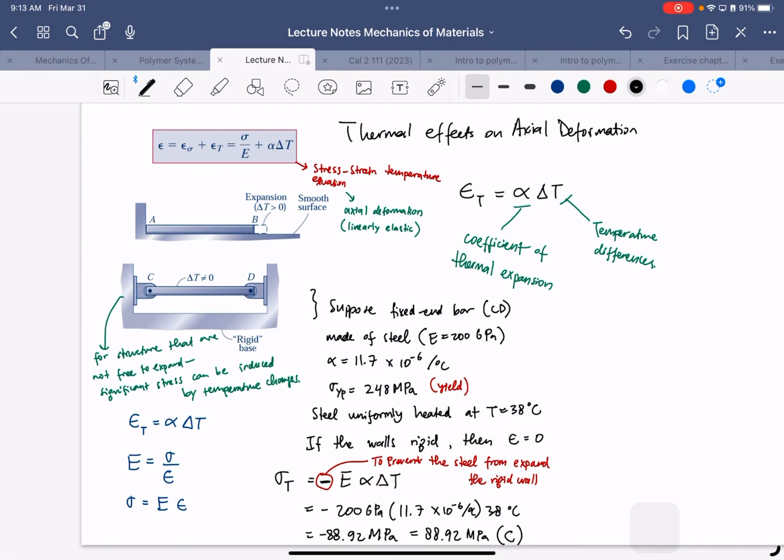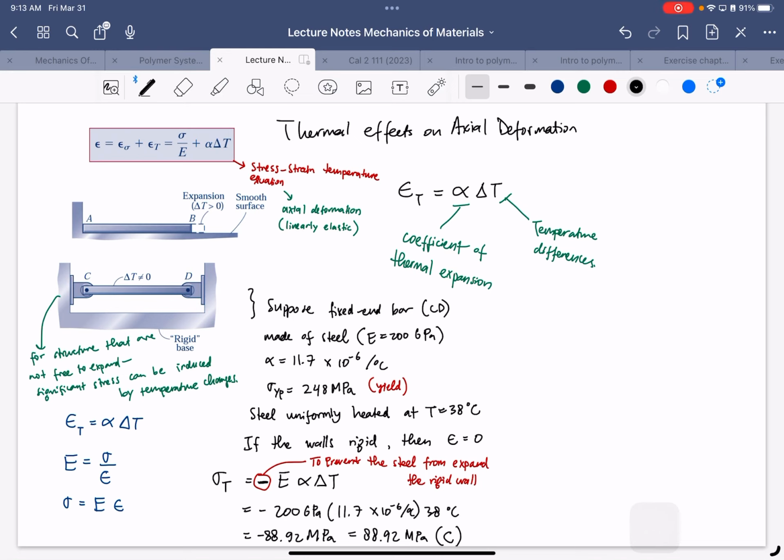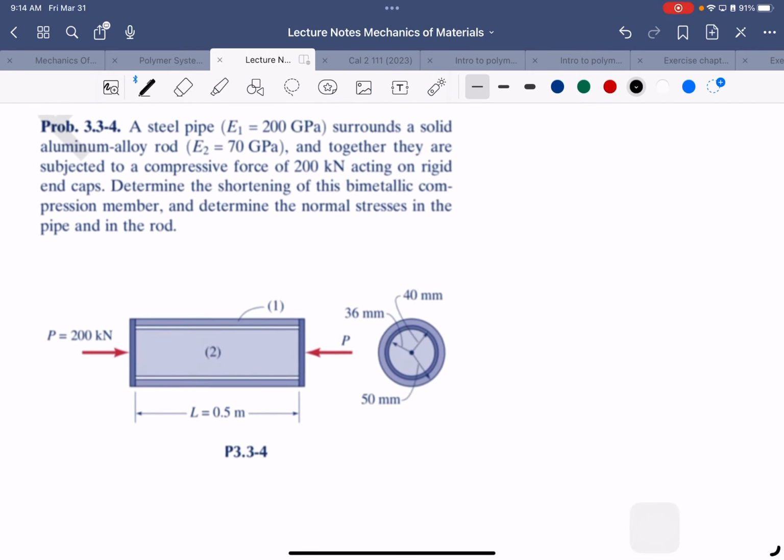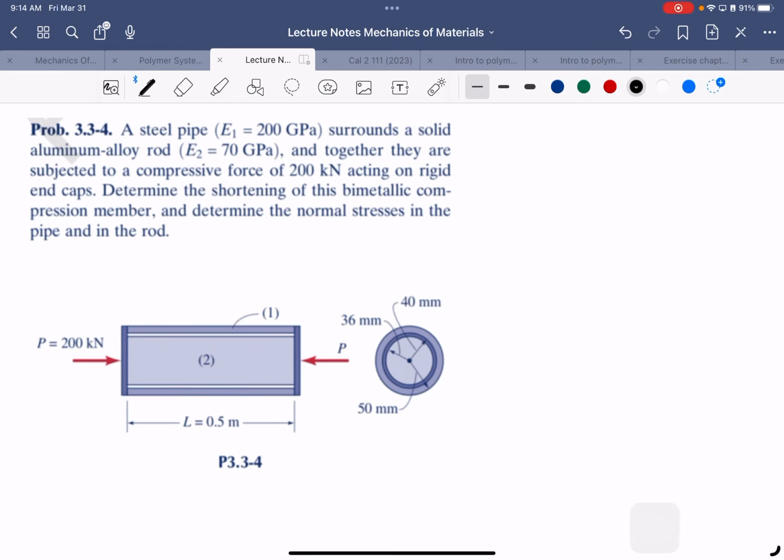Okay, for today's class, we are going to take some examples for chapter 3 on axial elongation. I think we can start with this problem here. So probably just maybe 2 sets of examples that we can try to work on for today's class.